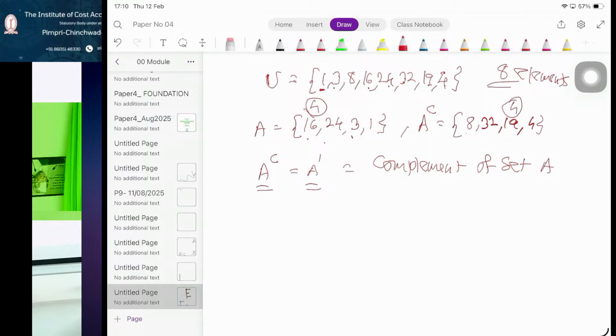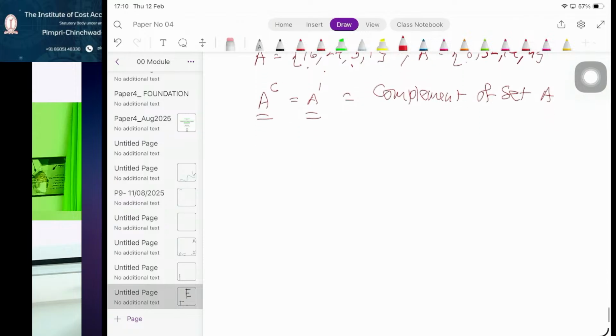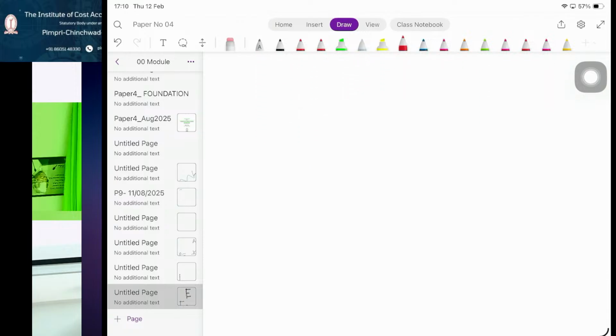Okay. Now before we go to the next part, that is the algebra of sets, let's define the concept of Venn diagram. What do you mean by Venn diagram? Please refer page number 4. Venn diagram: the pictorial representation of a set is called Venn diagram. Generally, geometrical closed figures are said to represent this.